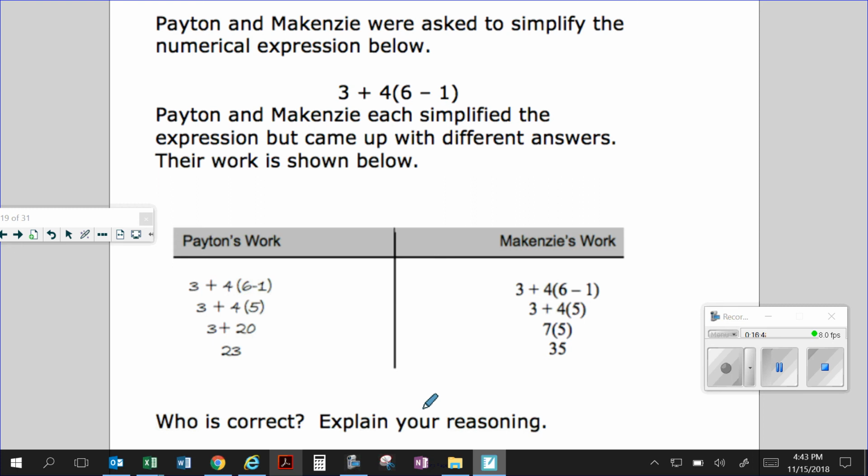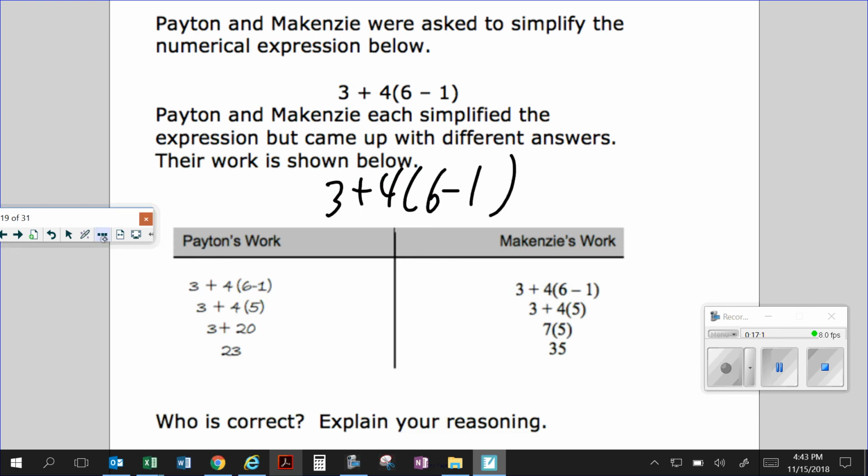So the last problem I want you to do is Peyton and Mackenzie, this is error analysis. We're asked to simplify the numerical expression below. Peyton and Mackenzie each simplified the expression but came up with different answers. Their work is shown below. Who is correct? Explain your reasoning. Well, Peyton says it's 23. Mackenzie says it's 35. You know, I don't trust anybody. Guys, you should only trust yourself.